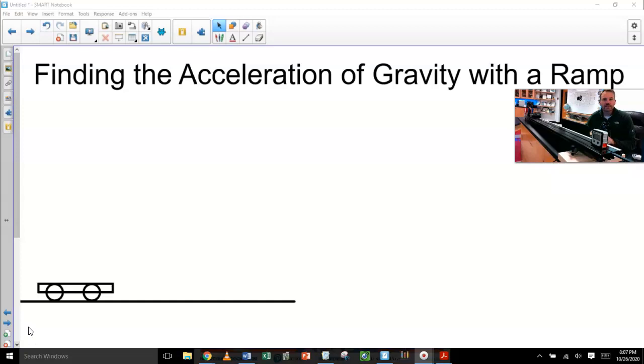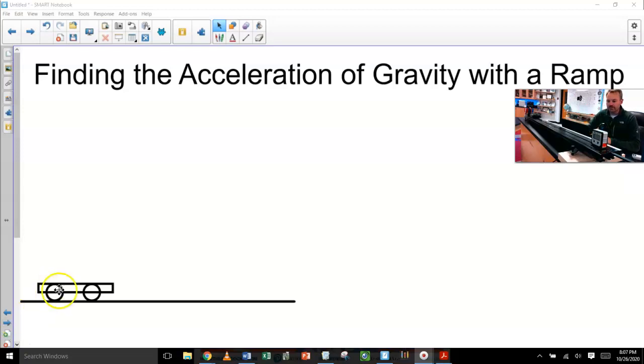What we're going to be talking about today is we are going to be doing an experiment. And we are going to have a cart on a ramp, and we're going to push it up that ramp, and we're going to find the acceleration of gravity from pushing that car up the ramp.